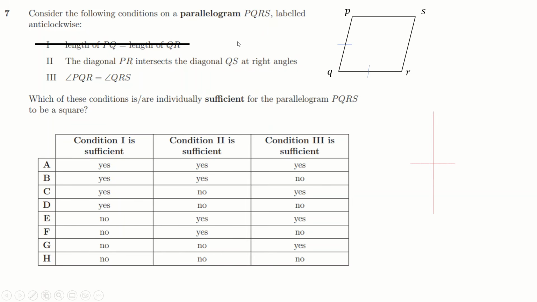This, can I find diagonals that intersect at right angles but not be a square? Yeah, well, you can just draw one much longer than the other, clearly intersect at right angles, and it makes a kite. It's also a parallelogram, but it's clearly not a square, so that's not sufficient either.